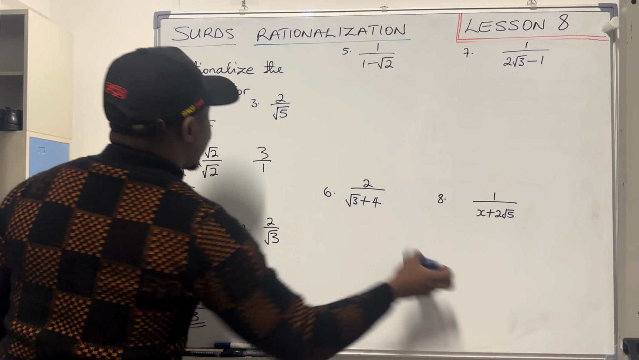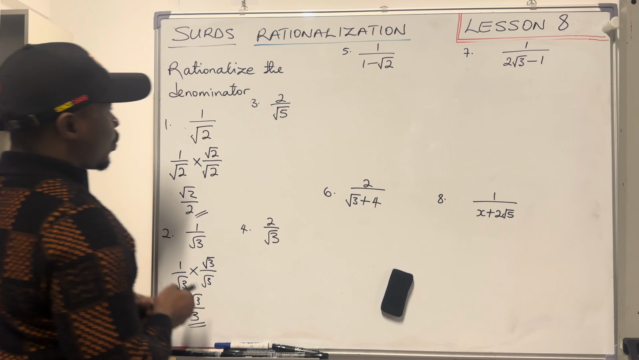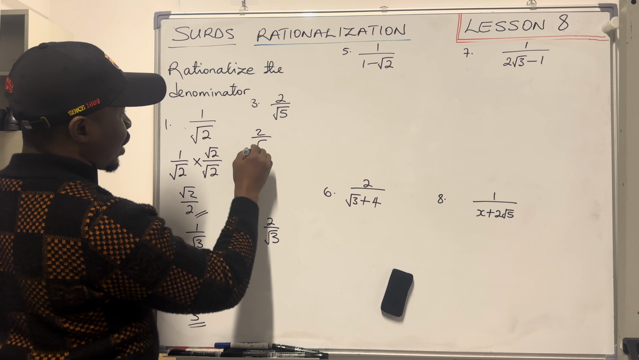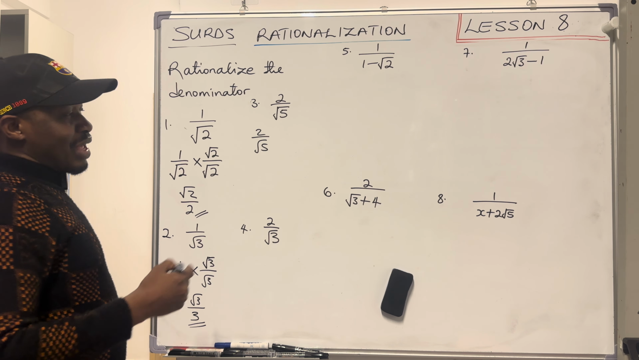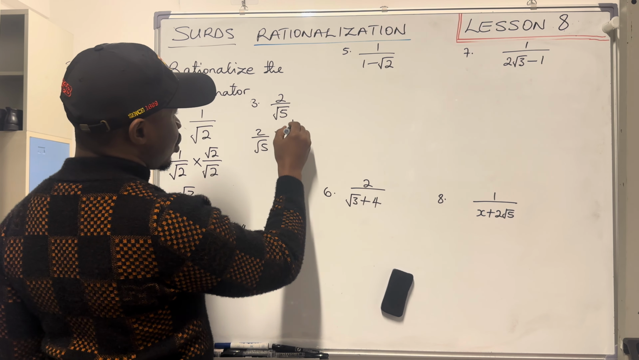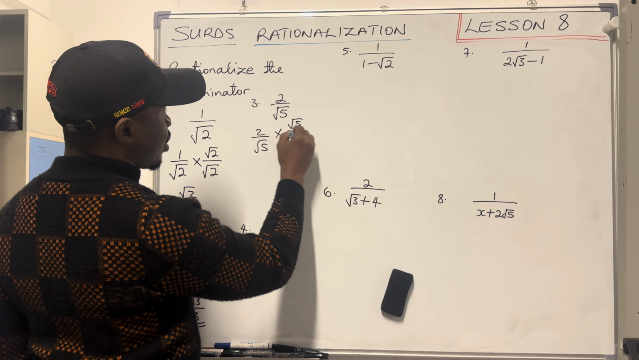So let's go to number 3. We have 2 over root 5. We want to rationalize the denominator. But what do we have exactly there? We have root 5. So we say multiply by root 5, multiply by root 5.